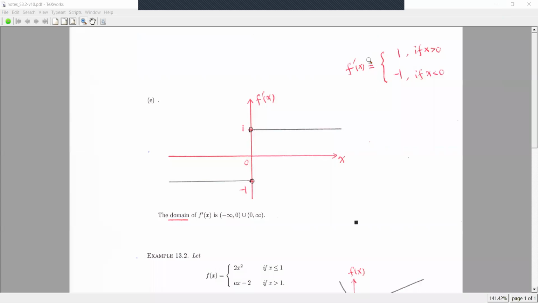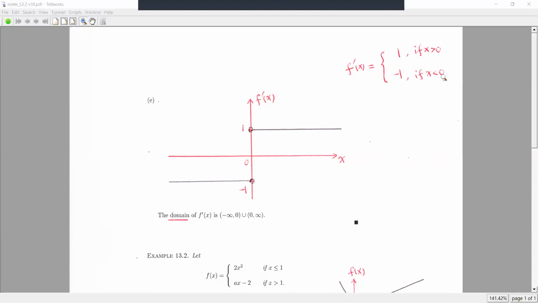From part D, we have when x is positive, the derivative at x is +1. So for x greater than 0, the graph of this function is this horizontal line. The height of the graph is function value. The function value when x is greater than 0 is always 1. So the graph is a horizontal line. Horizontal line has the same height everywhere.